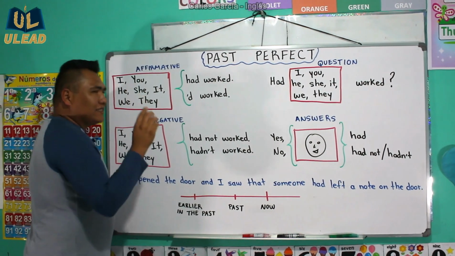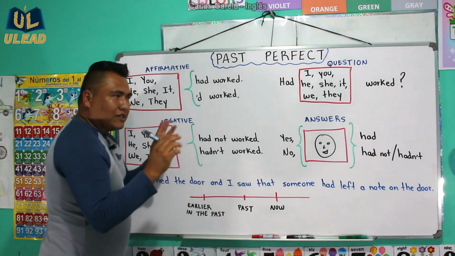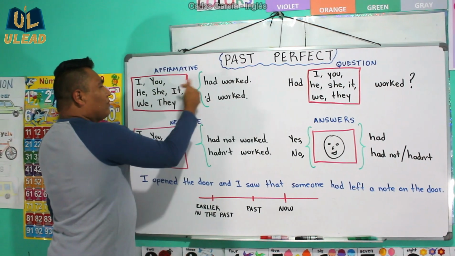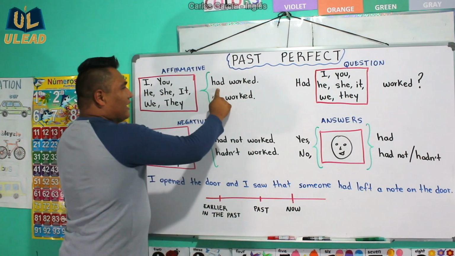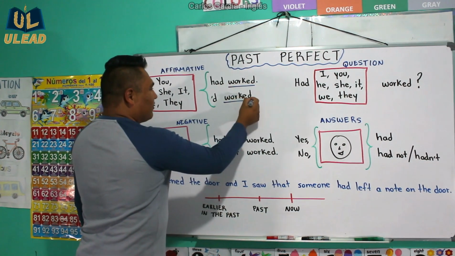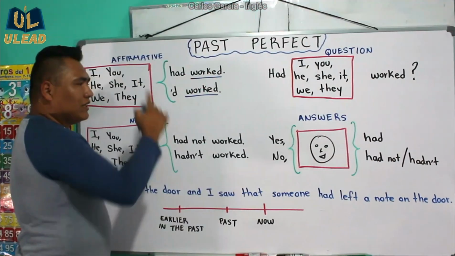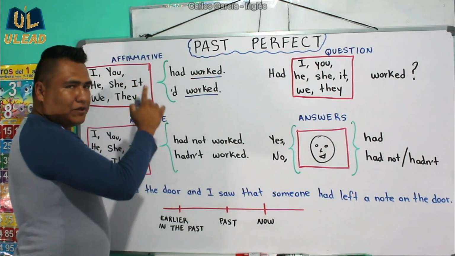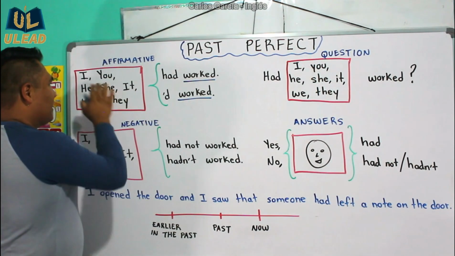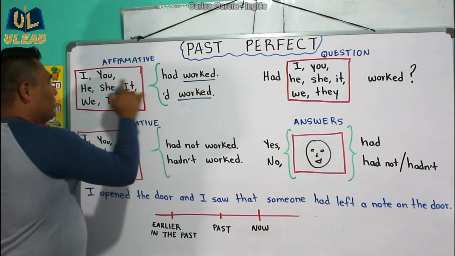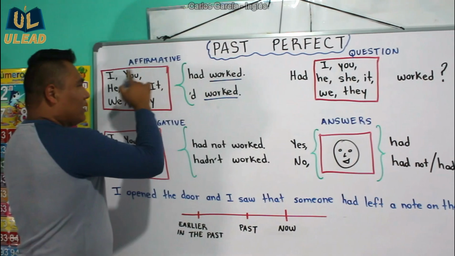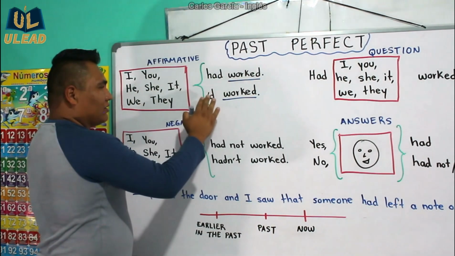Affirmative. Well, I said that it's apparently easy because the structure is easy, okay? We only use the subject pronoun plus the auxiliary had and the past participle. This is the participle form of the verb, okay? I will leave a video here if you want to check what the participle form is. It's not so complicated if you understand the structure, okay? I had worked, you had worked, he had worked, she had worked, and that's how we follow the structure, okay?